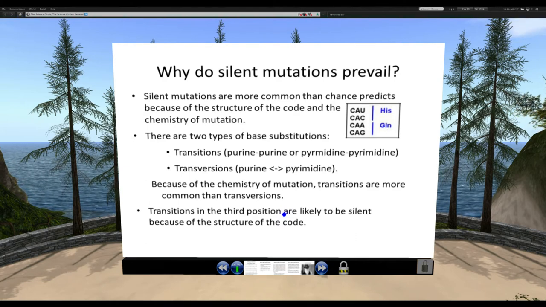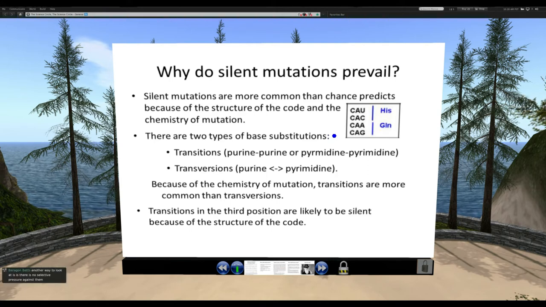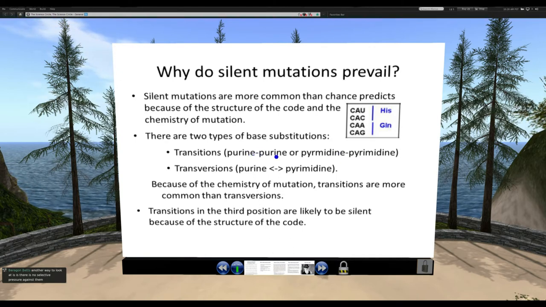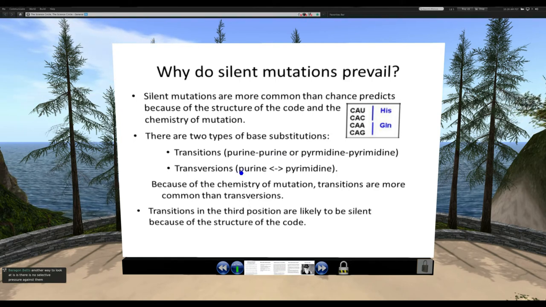Okay, so we're just going to take a quick look at those three possibilities. And the first has to do with the structure of the code and the chemistry of mutation. So when you get a base change, due to either chemical interference or radiation or just an accident of replication, you're more likely to get a transition, that is a purine for a purine or a pyrimidine for a pyrimidine, than you are to get what's called a transversion, in which a purine changes for a pyrimidine.